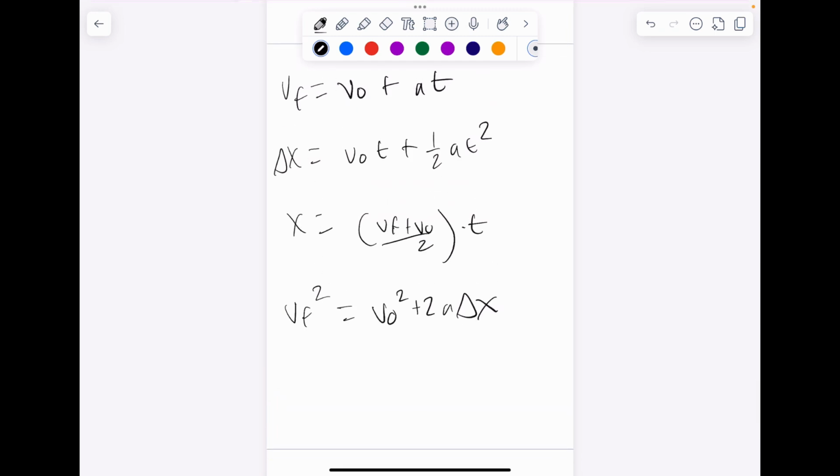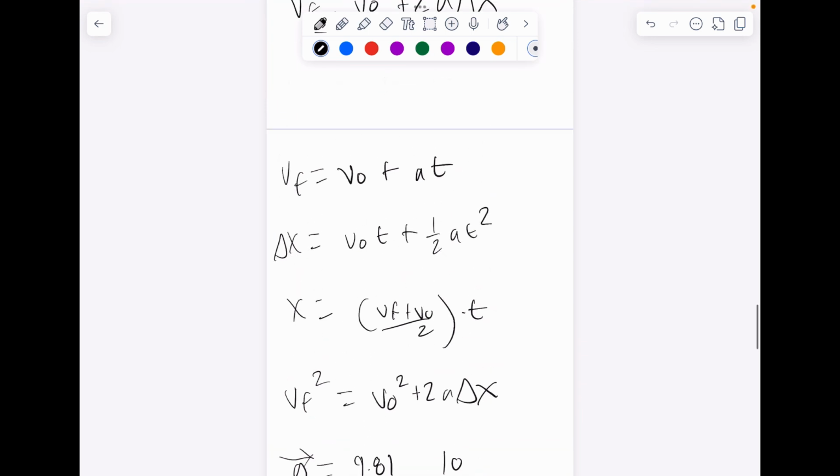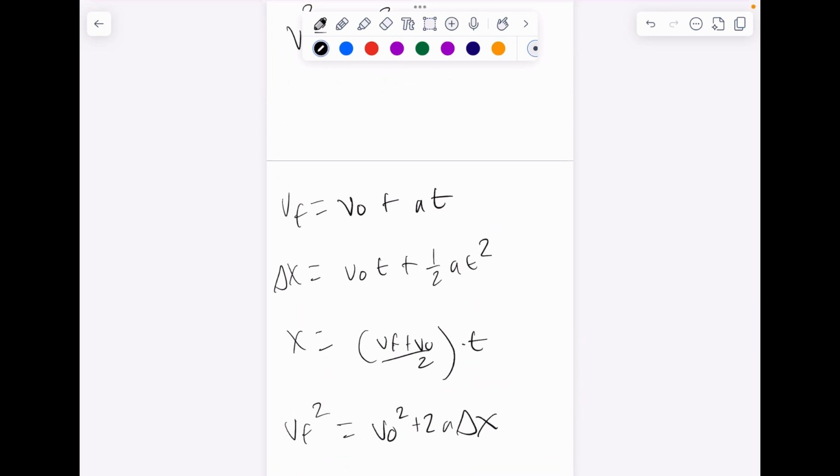So these are the main four kinematics formulas you need to know. Everything else comes from rearranging these formulas. So things that have to do with angles or gravity, well, that is it for today's video.